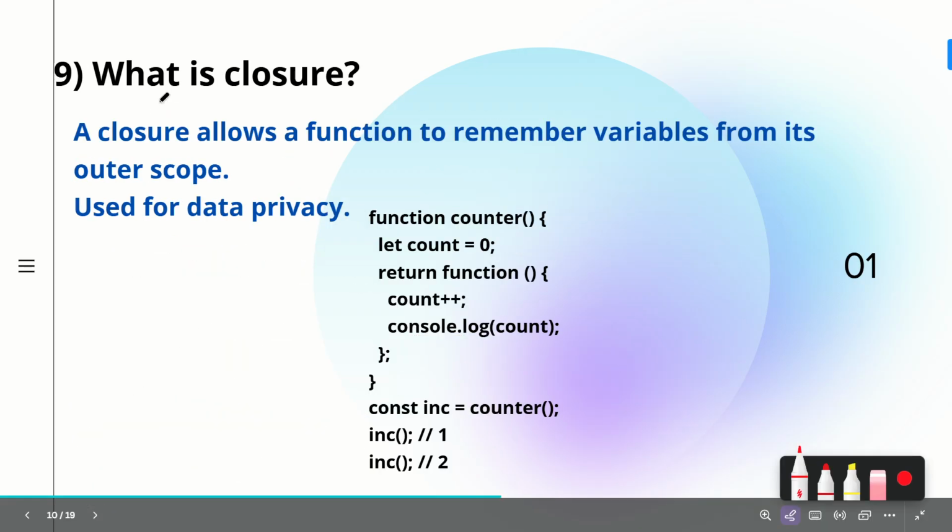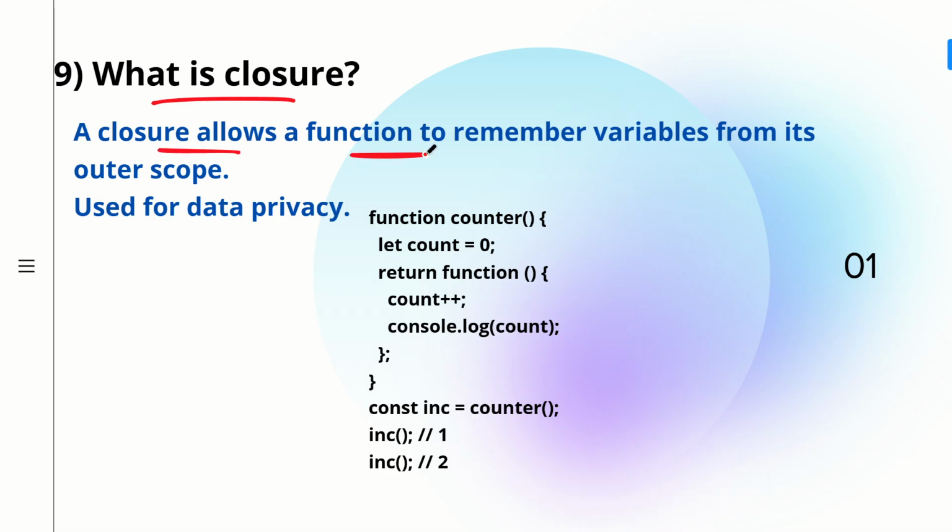Now let's see our ninth question, which is: what are closures? Closures allow functions to remember the variables from their outer scope, and they are useful for data privacy and for making your variable private so that no one else can access it other than your inner functions. Here we have one function called counter, and this is our outer function. What are we doing here? We have declared and initialized one variable called count, and then we have returned a function.